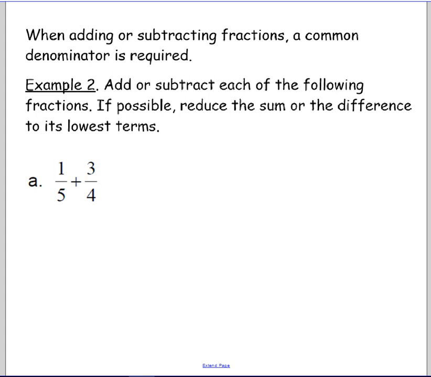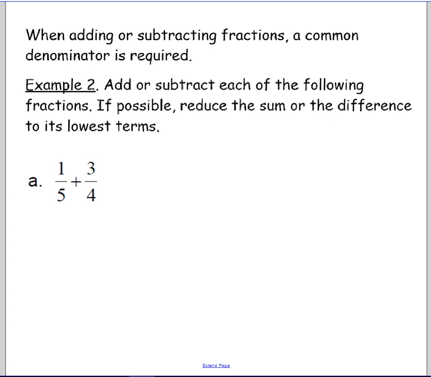When adding or subtracting fractions, a common denominator is required. And so when we're looking at adding and subtracting fractions without the same bottom number, without the same denominator, we have to rewrite them in order to have the same denominator to be able to combine them. Because if we think of that visual that they gave us before of fractions with that pie, we can't add pieces unless they have the same size pieces.